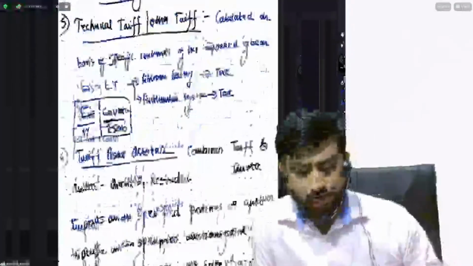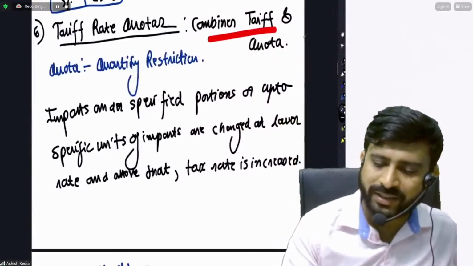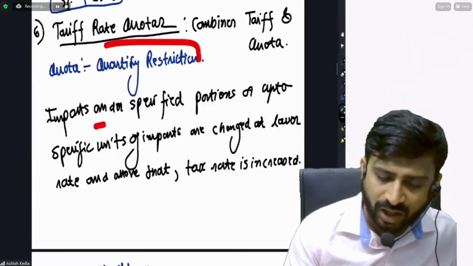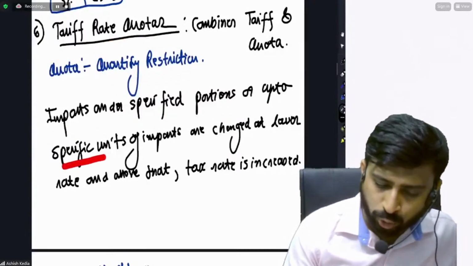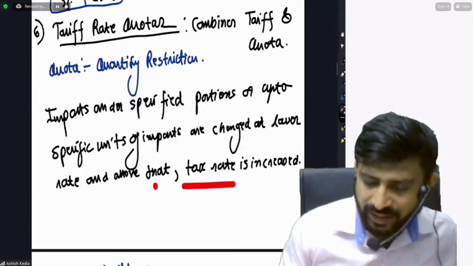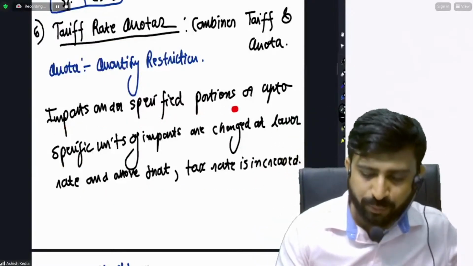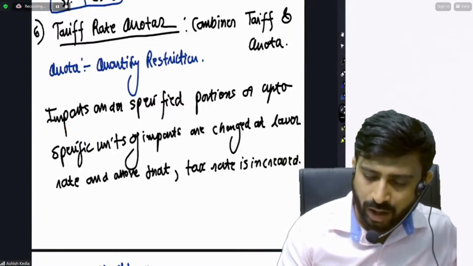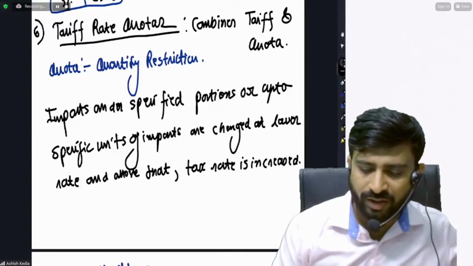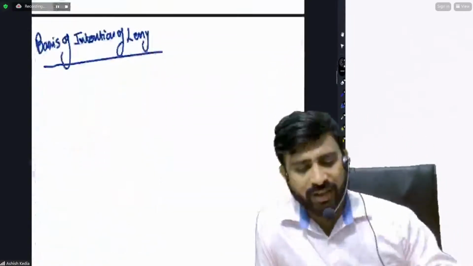Those who want to take a screenshot, here it is. So tariff rate quota combines tariff and quota. Quota is a quantity restriction. Imports under specified portions or up to specific units of imports are charged at a lower rate, and above that the tax rate is increased.